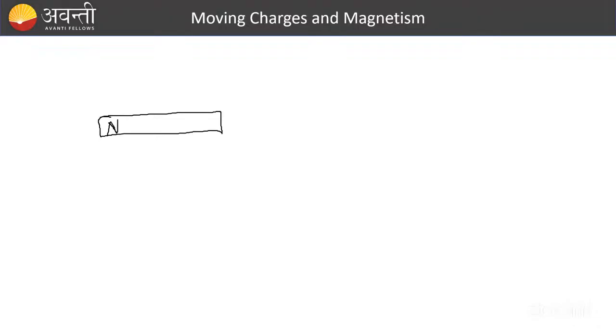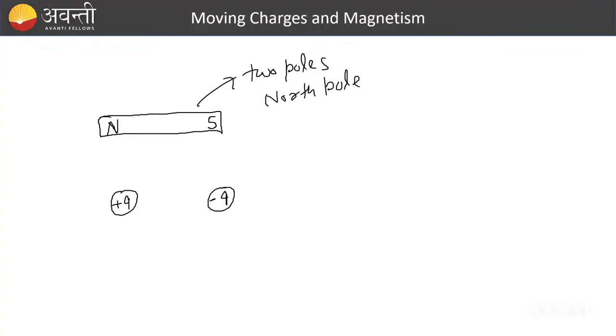And for a magnet, we say that it has two poles. One pole is called North Pole, one pole is called South Pole. ठीक है? Just like we deal with charges, one charge we call positive charge, another charge we call negative charge. Similarly, in the case of a magnet, the magnet has two poles. One is called North Pole, and another is called South Pole. So you can treat North Pole like positive magnetic charge.